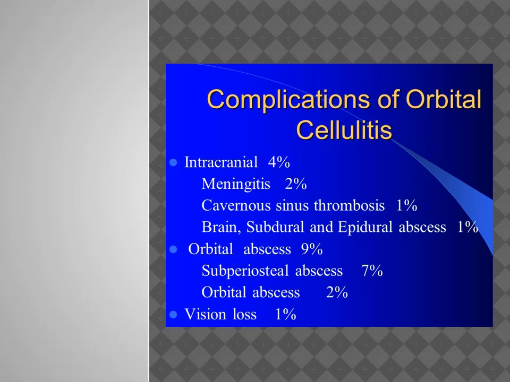Complications of orbital cellulitis are very dangerous, as they are usually intracranial: meningitis, cavernous sinus thrombosis, orbital abscess, and vision loss.